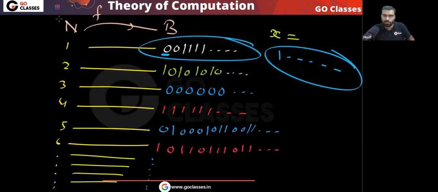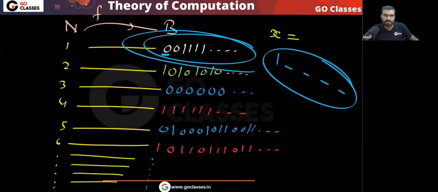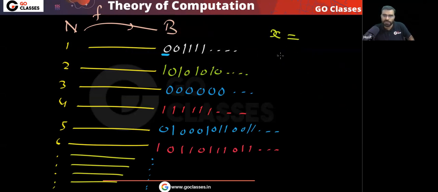So tell me, how will you create that element X? Very simple. What will be the first symbol in my element X? Here the first symbol is 0, so in my element X, the first symbol will be 1. Why am I putting 1 here? So that my element X is different from this element. Agree with me? So my first symbol will be 1.